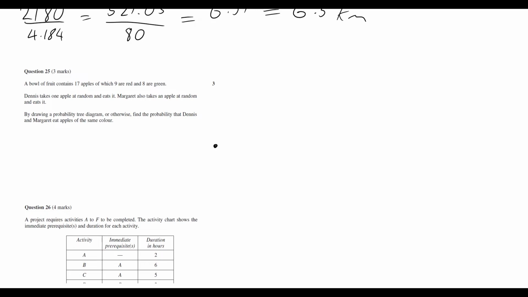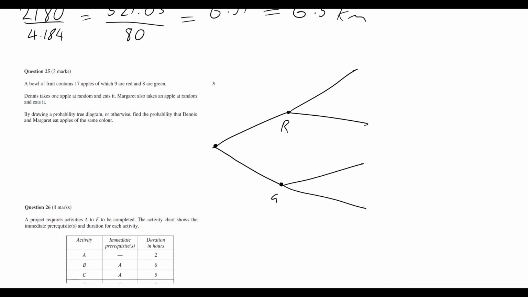So let's start it off. We know that there are two different options for the apples. So we'll have, let's say, red up there, and we'll have green down the bottom. And we know that we're going to have two branches for this, for the two different people, Dennis and Margaret. So this is also going to be red, this is green, red, and green there as well.